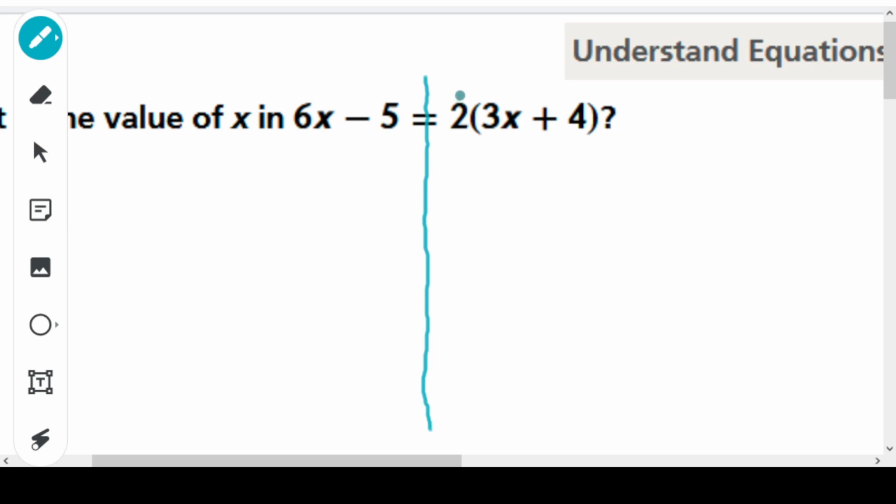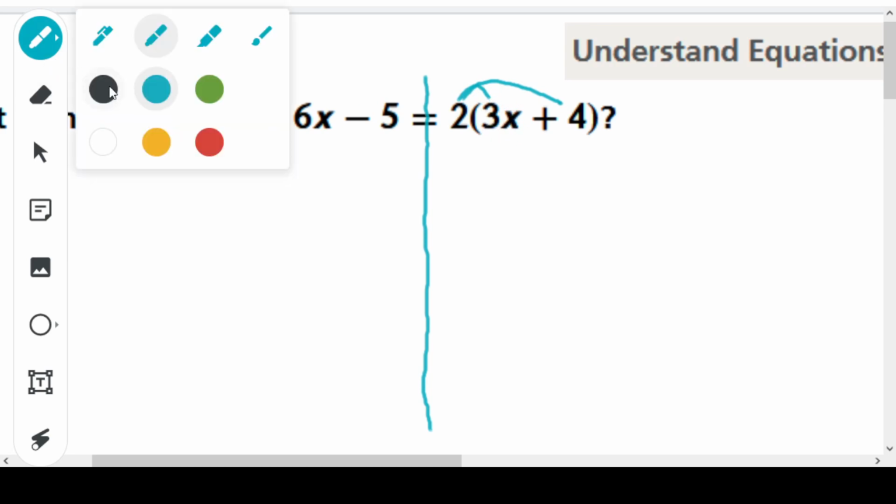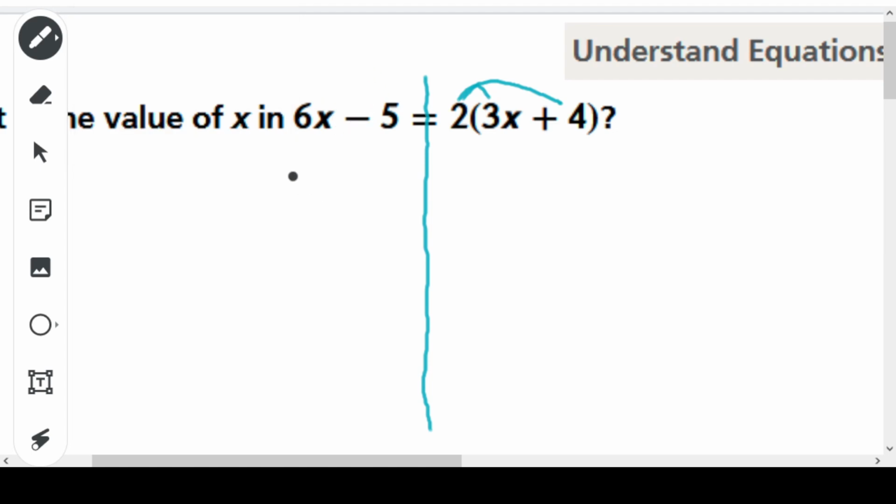All right, so then we distribute here to the parentheses. Remember, the point in that is to break this variable out of the parentheses. While it's trapped in there, you can't combine it with the 6x that's on the other side. So 2 times 3x is 6x, and 2 times 4 is 8.